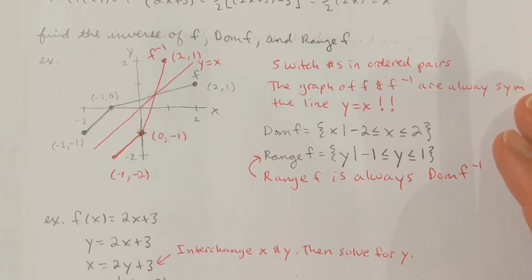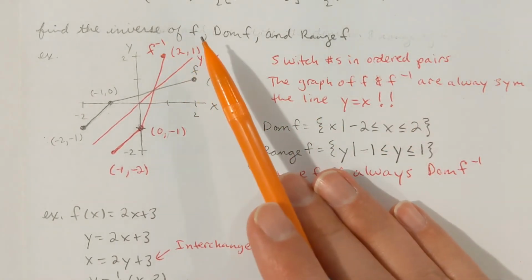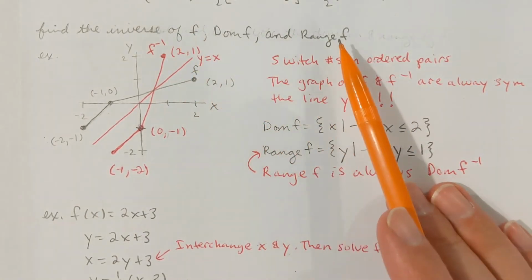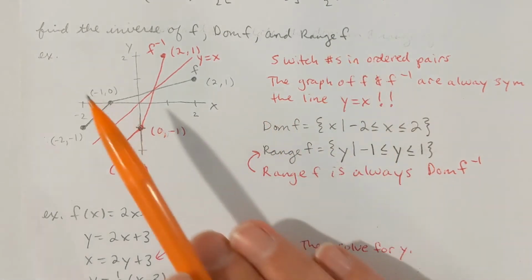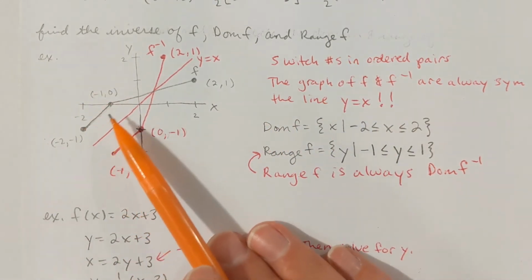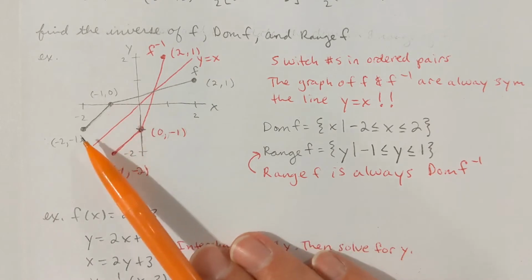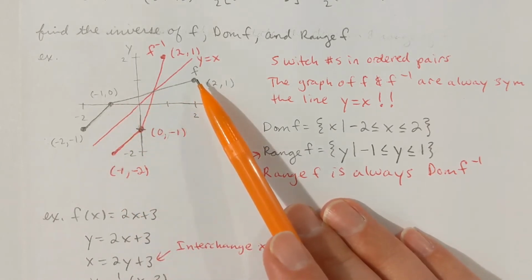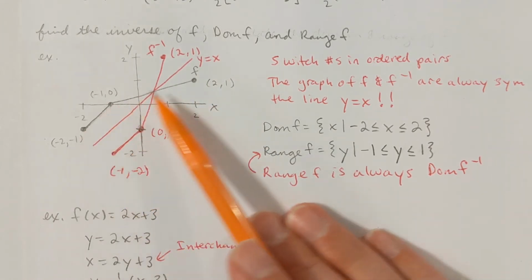For the last few problems, I want us to find the inverse of the function, the domain of the function, and the range of the function. So here's an example. I've got a graph of a function. That's what's drawn in pencil here. I'm calling that f of x, and I've got some points labeled.